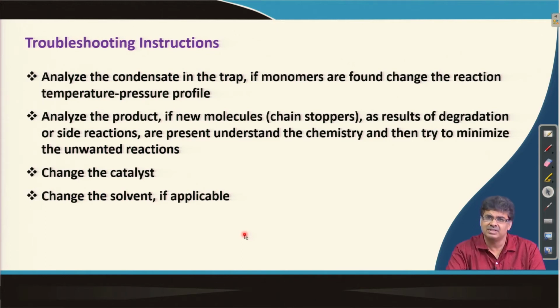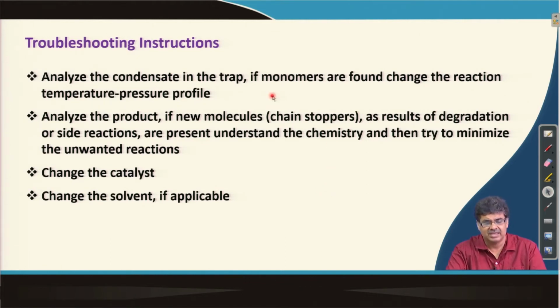Even after doing all these things, if we find that we are not able to synthesize the target molecular weight, then there are a few troubleshooting instructions. You must analyze the trap where you are collecting that small molecular condensate, to check whether some monomers are also coming, because we are applying high vacuum and high temperature. So, there is a possibility that some monomers may also evaporate or vaporize and come out at that low pressure.